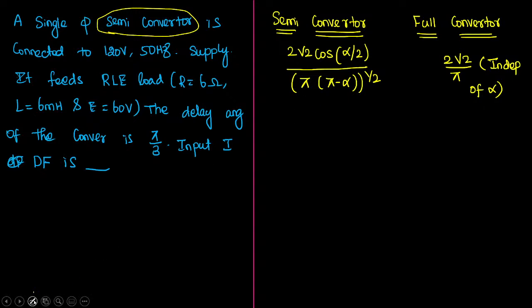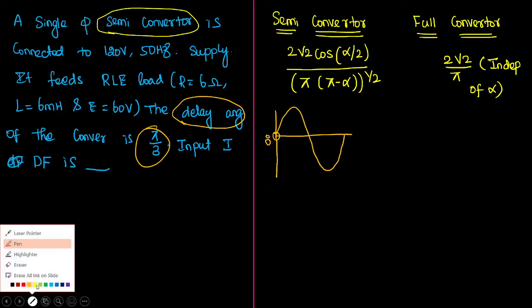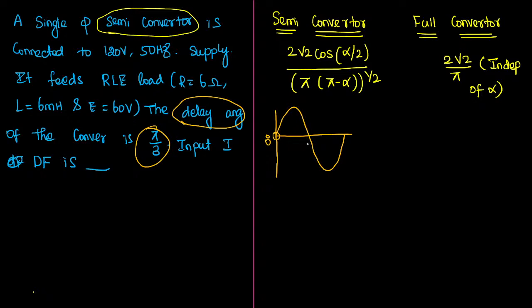Now if you read the question, the value of alpha is already clearly mentioned: the delay angle of the converter is pi by 3. Delay means, suppose I have a sinusoidal waveform, it starts its journey at 0 degree itself. But in rectifier circuits designed with SCRs, directly at 0 degree itself, we are not allowing the sinusoidal waveform. We give some delay, after 30 degree or 45 degree.